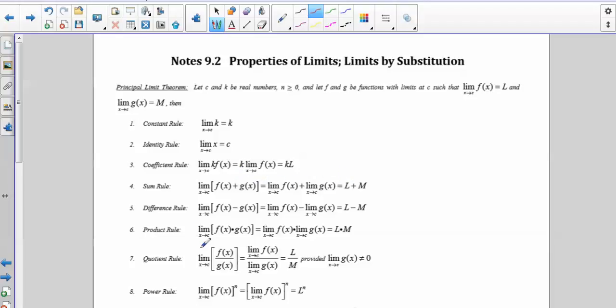And the same thing with your quotient rule. If you have the limit of the quotient of two functions, you can find the limits of them separately, and then you can divide them. So that's very straightforward, and even though it looks a little confusing with all of the representation here, if we go straight to the examples, we'll see how they apply.